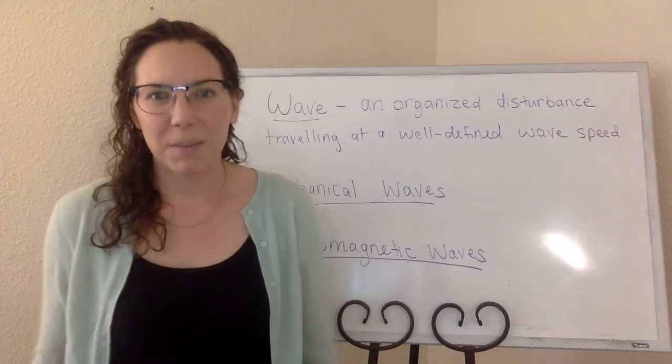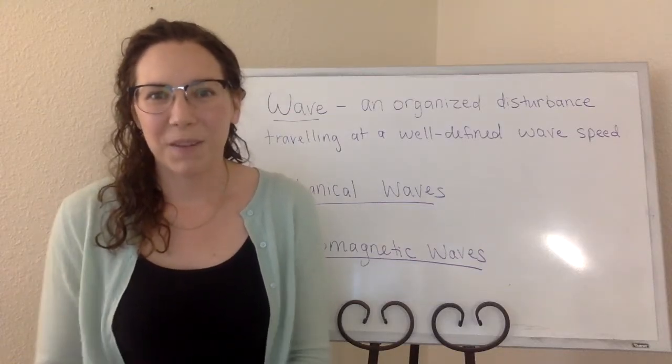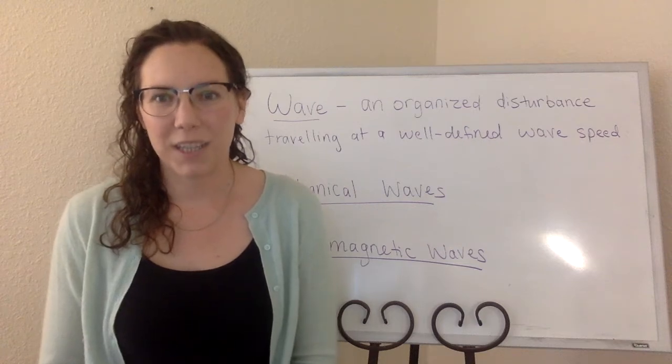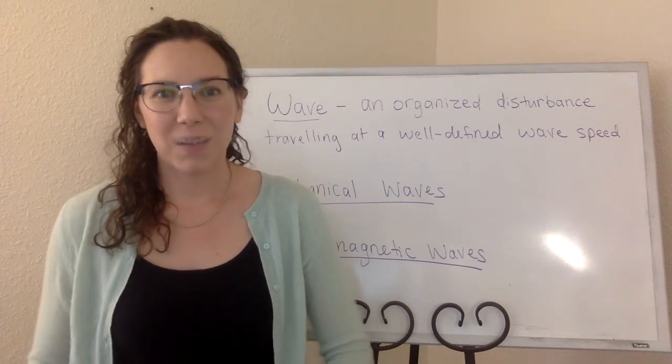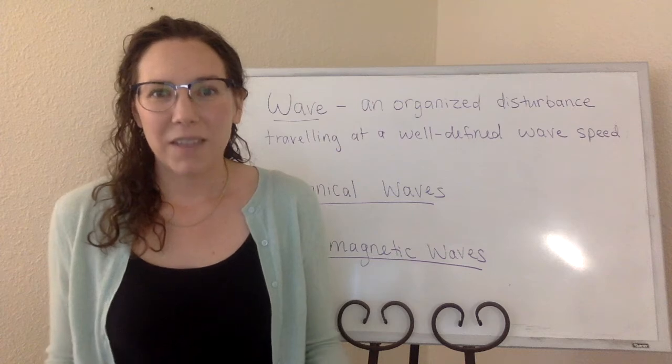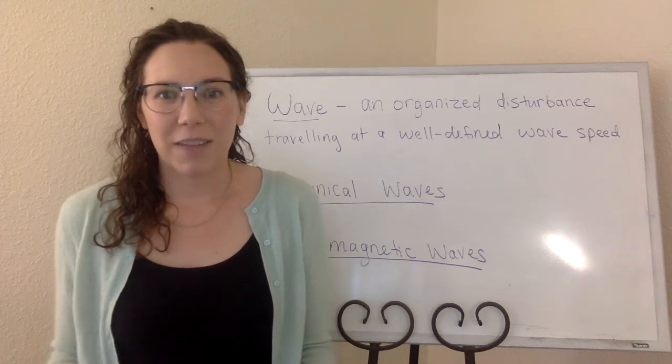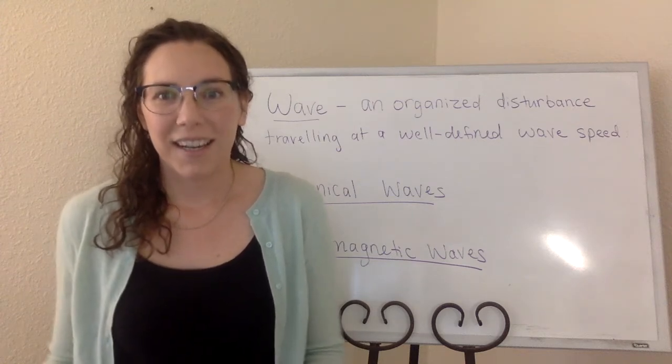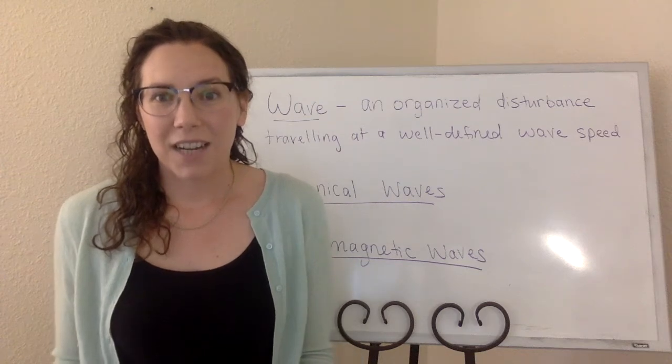Hi everyone, in this module we'll look at waves, starting with 2.1, types of wave motion. So the first question is, what is a wave? Well, a wave is an organized disturbance that's traveling at a well-defined wave speed. It's a propagation of energy.